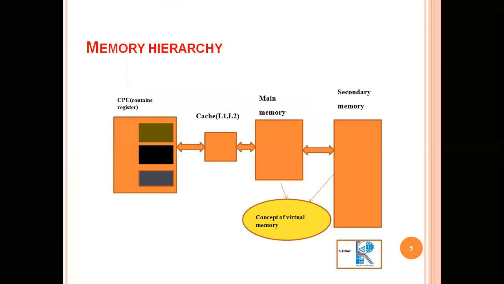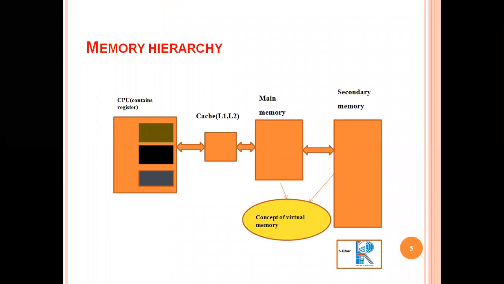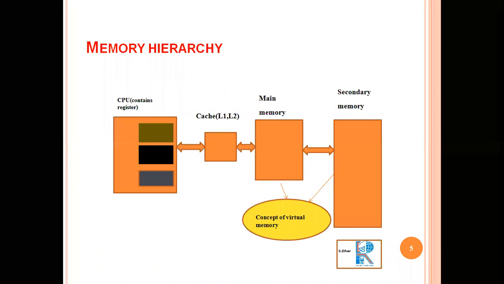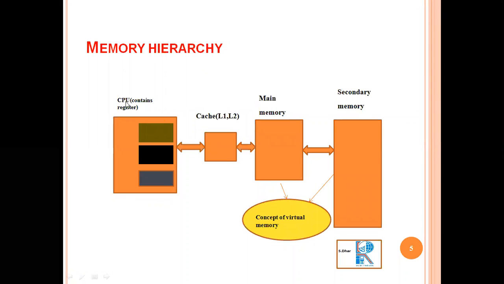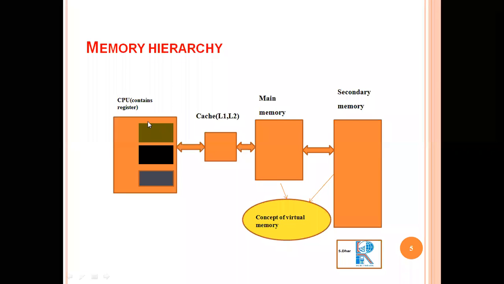Now, here see the total architecture or memory hierarchy of a system. Clear? Now see from the left hand side. This is the CPU. CPU contains a number of registers. This one, all of these are registers. They may be general purpose registers or special purpose registers. Clear? The speed of the registers is the highest among all the memories in the system. I have already told you.